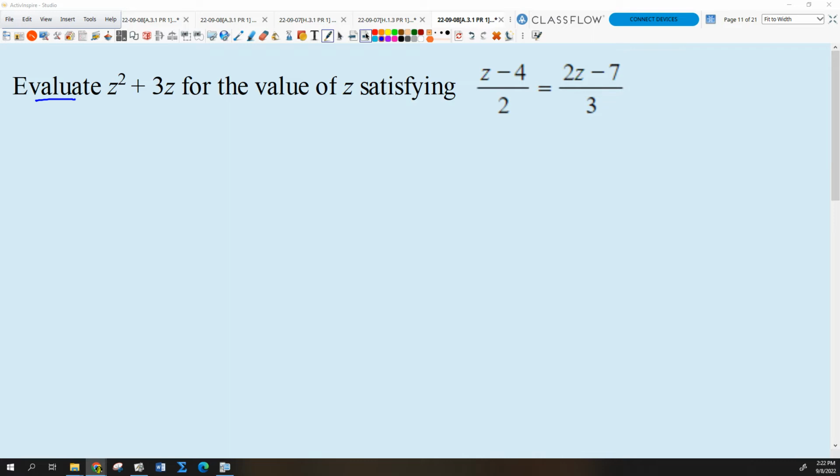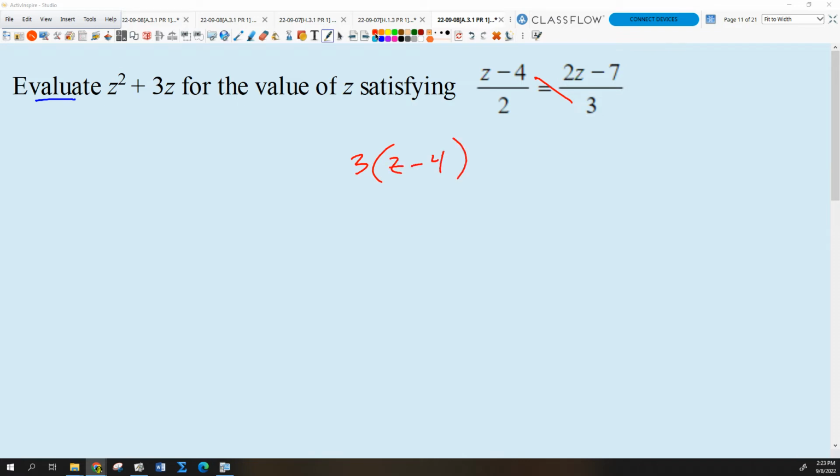Well, what does that mean? The value of z satisfying this equation. That's just, I'm just solving for z, aren't I? I'm going to find the value of z that makes this true. So here's a proportion. We would just cross multiply to solve this. So we get the red cross product, 3 times the quantity z minus 4.